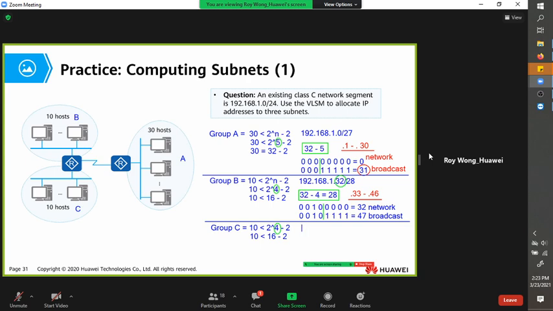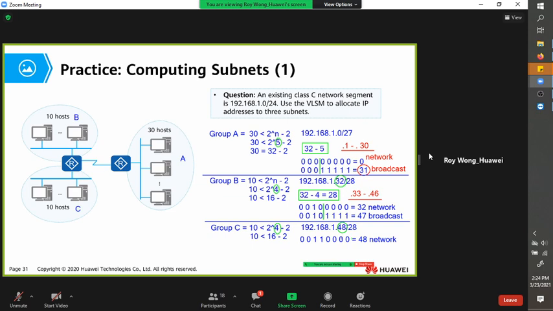Then my network address is 192.168.48 slash 28. Why is it 48? Because the last number for group B is 47. Group C will continue after 47. So that's why this will be my network address for group C. Now, I want to know its range. So 0, 0, 1, 1, 1, 2, 3, 4. So this is 48, 32 plus 16. Right? So this is actually our network address.